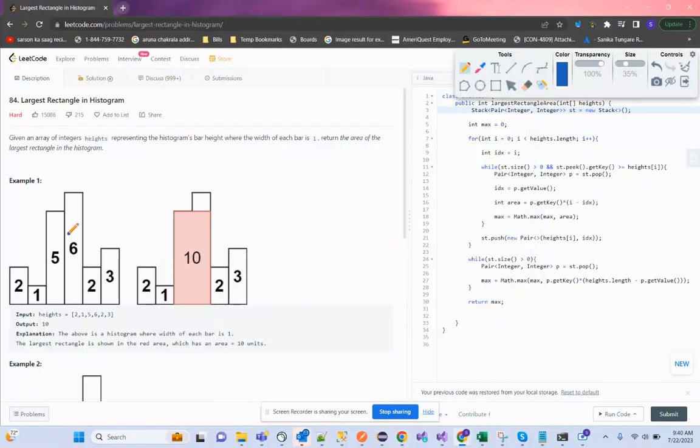Largest rectangle in histogram. Given an array of integers heights representing the histogram's bar height with the width of each bar as 1, return the area of the largest rectangle in the histogram. So we have to return the area of the largest rectangle in the histogram. We'll go over this example a little later. Let's try to understand what the sum is all about.